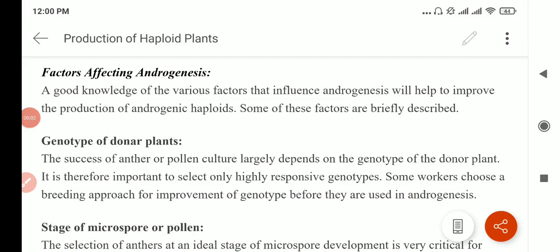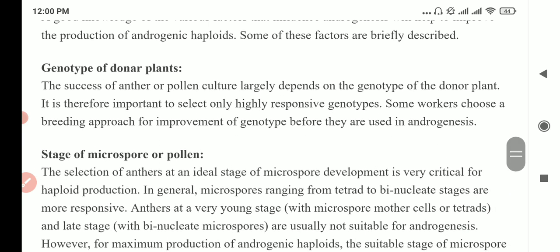Okay, let's look at the factors that affect androgenesis. The first one is the genotype of the donor plant. Okay, so that means the genes or the chromosomes inside. Obviously, if you want to get a successful culture, a successful plant, a successful production of the plant that you require, the genes have to be good.